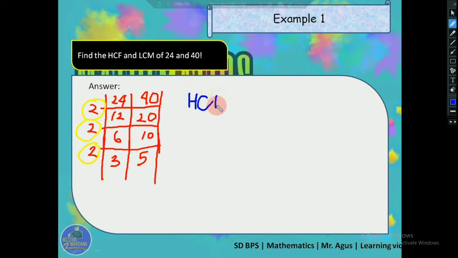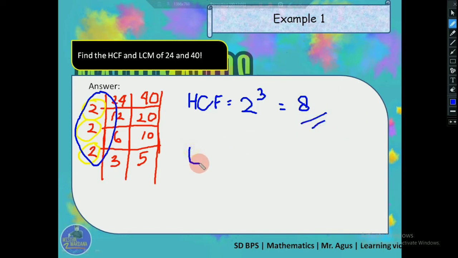HCF equal to... You have to find the prime numbers that you already used and that can divide both of them. In this case, we have 2 to the power 3, or 2, 2, and 2. So you have to use all of them. And 2 to the power 3 equal to 8. So the HCF of 24 and 40 is 8.